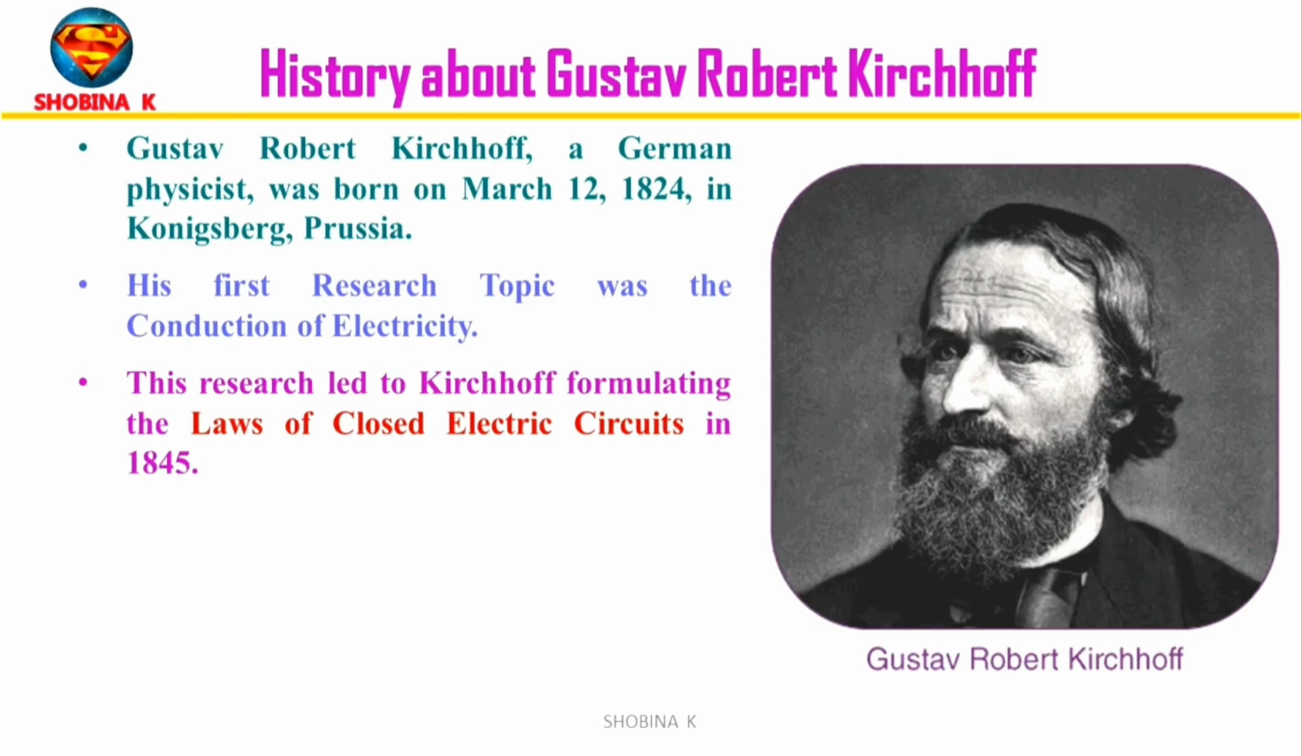Gustav Robert Kirchhoff is a German physicist who was born on March 12, 1824 in Königsberg, Prussia. His first research topic was conduction of electricity, and this research led him to formulate the laws of closed electric circuits in 1845. These laws were eventually named after Kirchhoff and are now known as Kirchhoff's voltage law and Kirchhoff's current law.